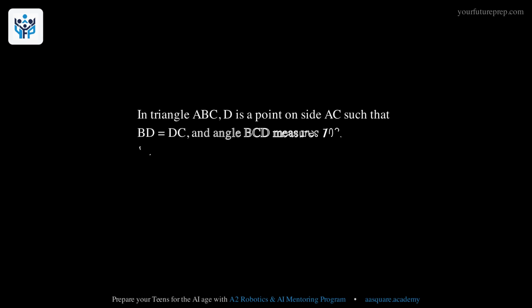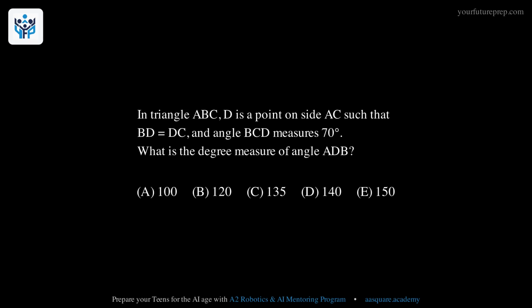Here's problem 9 from the 2014 AMC 8. In triangle ABC, D is a point on side AC such that BD equals DC, and angle BCD measures 70 degrees. What is the degree measure of angle ADB?